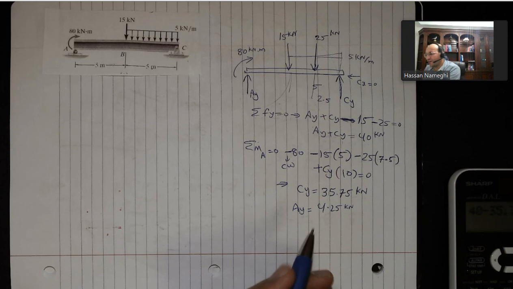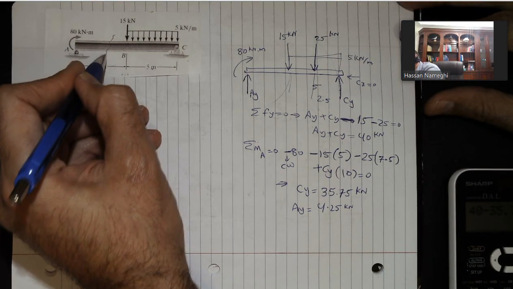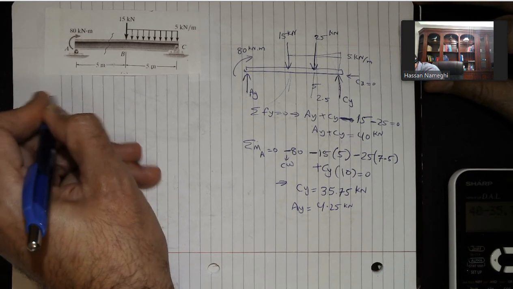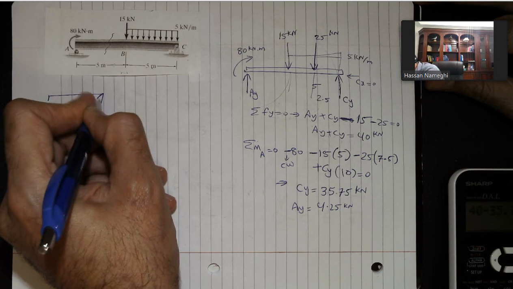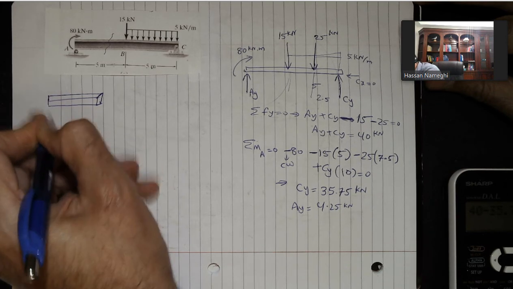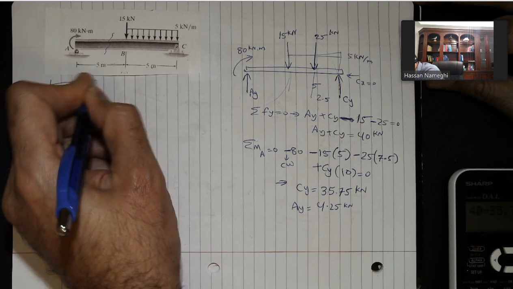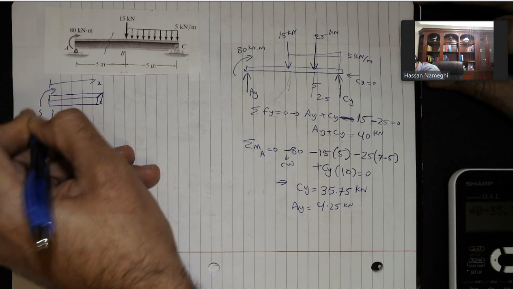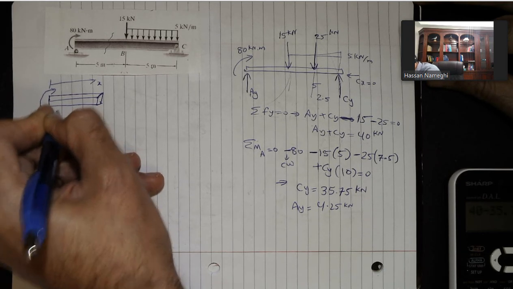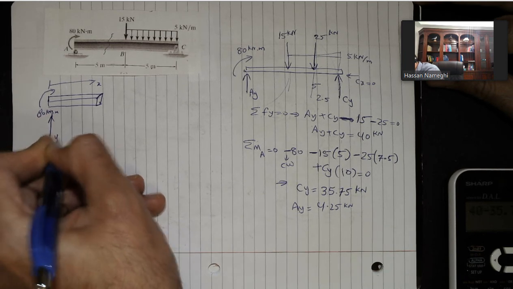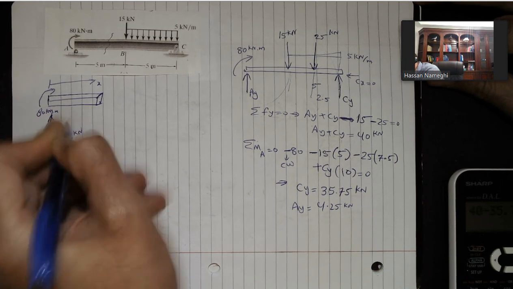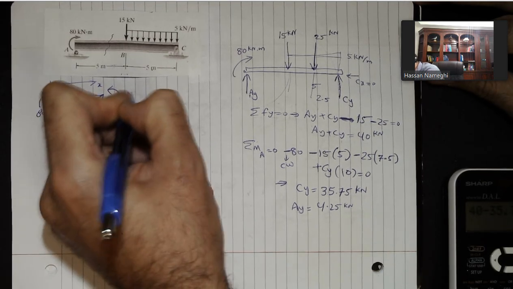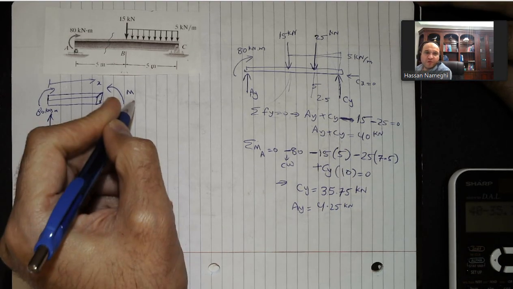So let's start with the cut. The first cut would be from here to here. Because there is nothing in between, I can do a cut there. So if you do the cut from here to that location, this distance is x. At the point A, we have 80 kilonewton meter as external moment. We have a ground reaction of 4.25 kilonewton. And at this location, I have a V and I have an M. V stands for the shear force, M stands for bending moment.